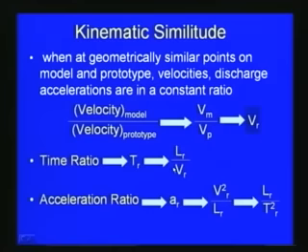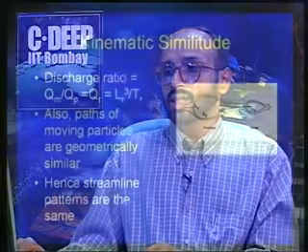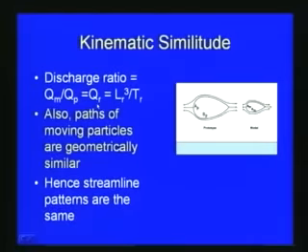The time ratio is generally represented as Lr by Vr, and the acceleration ratio is Vr square by Lr, which is equal to Lr by Tr square, so that meter per second square is coming. So we have various parameters like time, acceleration, velocity, and then the discharge. Discharge ratio is Qm by Qp, the discharge of the model divided by the discharge of the prototype, that is the ratio Qr, equal to Lr cube by Tr, where Lr is the length ratio and Tr is the time ratio.